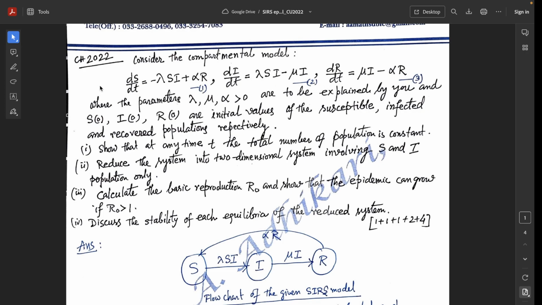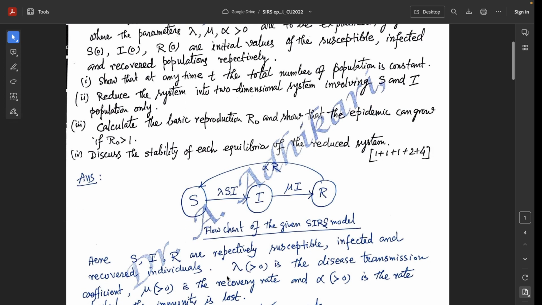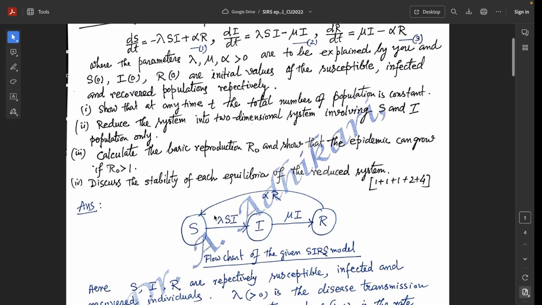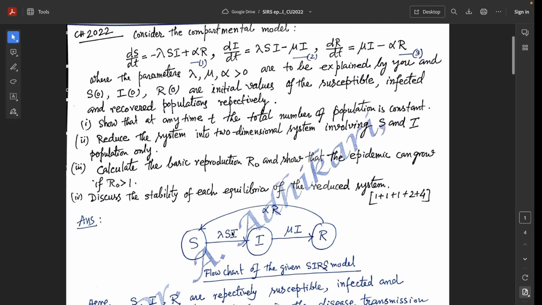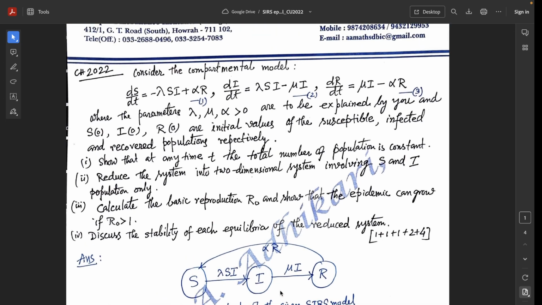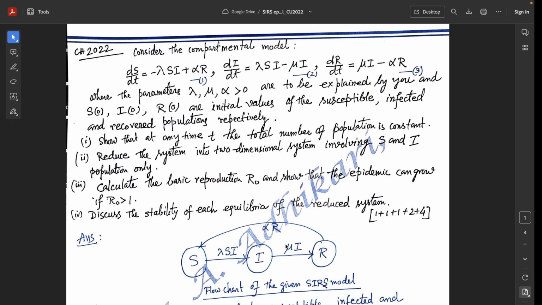There are three equations. This dS/dt is the rate of increment of the susceptible. So dS/dt from S is minus lambda SI, where lambda is the disease transmission coefficient from susceptible to infected. So this is the negative sign. And the input to this susceptible is alpha R, from R, recovered. So this is the plus alpha R. This is the input to S. Output from S is lambda SI.